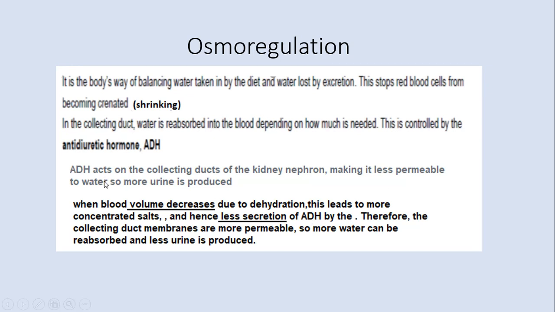When ADH increases greatly, it acts on the collecting ducts of the kidney nephron, making them less permeable to water. Less permeable to water means it doesn't let water be reabsorbed. It lets water go with the urine. So ADH enhances urination. If your body wants to control urination because you don't have enough water, ADH should be secreted less.